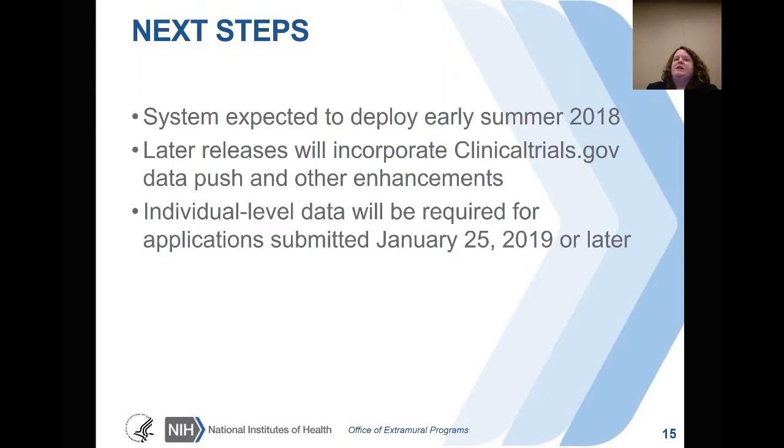So our next steps: the system is expected to deploy early summer 2018, as I mentioned, late May, early June. As I mentioned, our initial release will not include the ability to push data from clinicaltrials.gov, but we are planning a later release that will incorporate that functionality. We will have the ability to pull data from clinicaltrials.gov, though, in that initial release. And as I mentioned, the piece on individual level data will be required for applications submitted January 25th, 2019 or later.